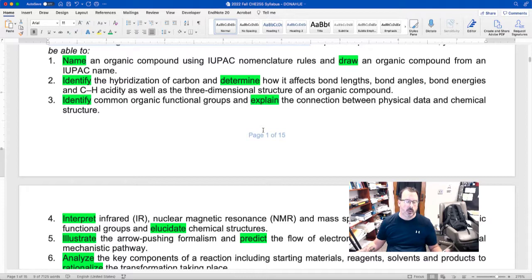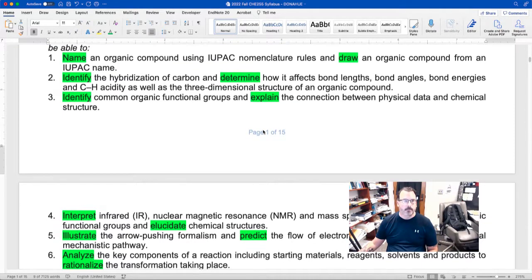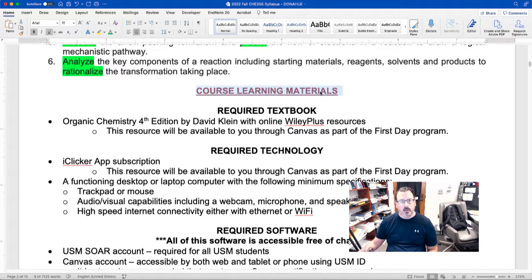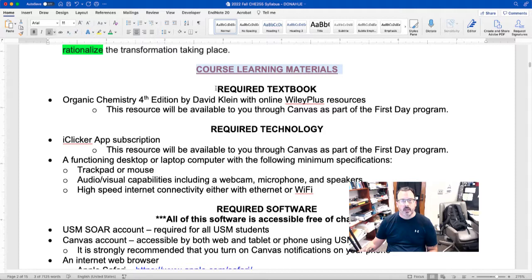So the learning outcomes are sort of the umbrella under which the assessments take place. Course learning materials. The required textbook is Organic Chemistry 4th edition by David Klein. That's available completely online through Canvas as part of the first day program here at USM. So the cost is folded into your tuition. You have immediate access to that resource through Canvas.